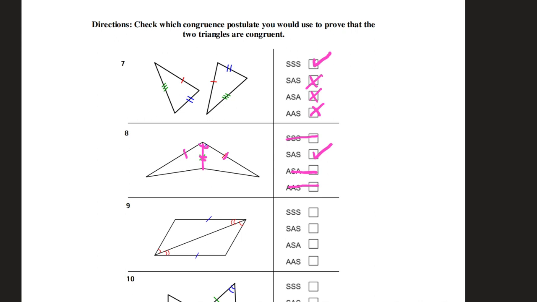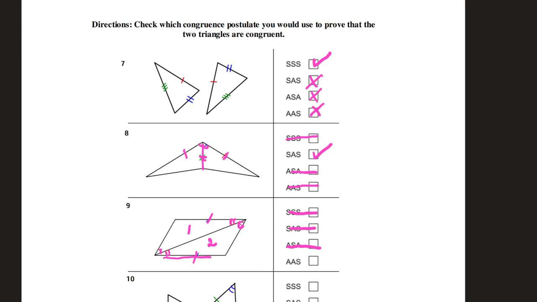Number 9, we have these two triangles. We have the angle, that's the corresponding angle, and then we have the second corresponding angle, and then we have the segment. So definitely not side, side, side. It won't be side, angle, side. It won't be angle, side, angle. It's going to be angle, angle, side. That means corresponding angle, and corresponding side.